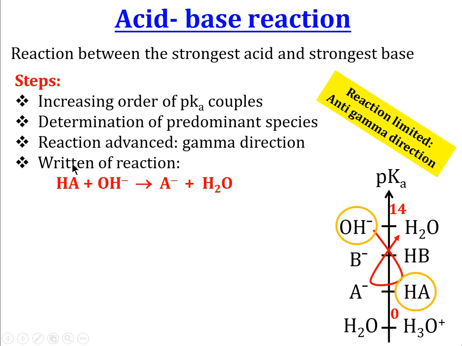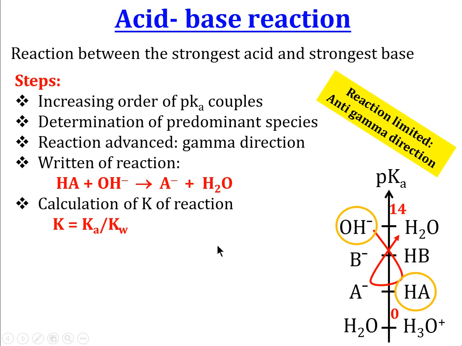Then we write the reaction. For example, HA + OH- gives A- + H2O. We calculate the equilibrium constant of this reaction. In our example, K equals the concentration of A- divided by the concentrations of HA and OH-. So K of the reaction equals Ka over Kw.